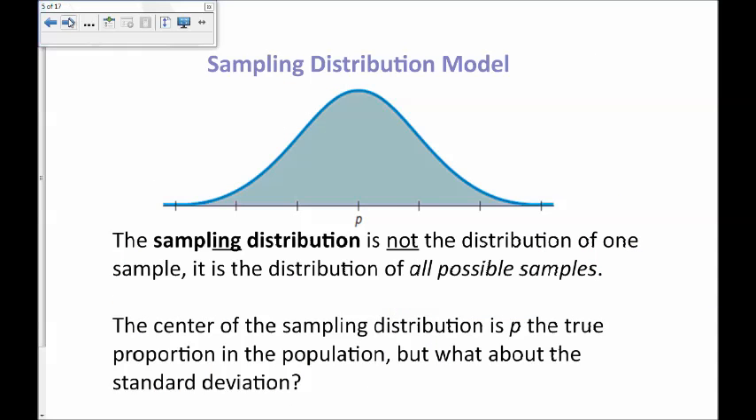And that leads us into the idea of a sampling distribution. The sampling distribution is not the distribution of one sample. That's a sample's distribution. This is a sampling distribution, and it is the distribution of all possible samples. Now, the center of the sampling distribution is p, the true proportion in the population. But what about the standard deviation?